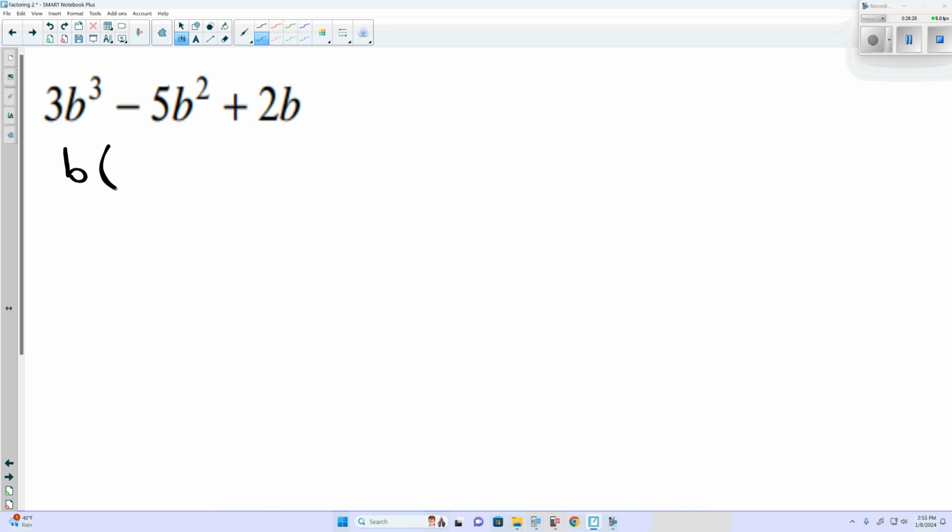Now, since the smallest exponent with this is 1, we can only remove 1b from all three terms. And if we remove a b from 3b cubed, we're left with 3b squared. If we remove a b from 5b squared, we're left with 5b, plus 2. So we removed 1b from all three, giving us b in front.